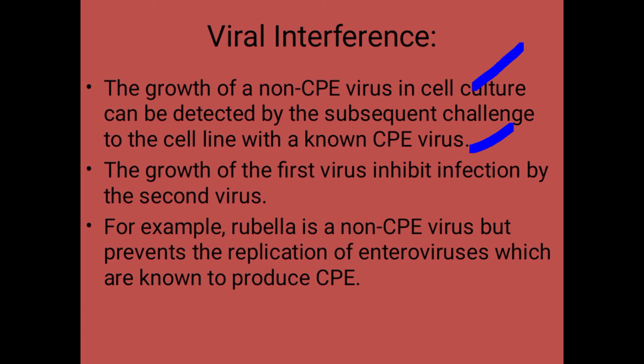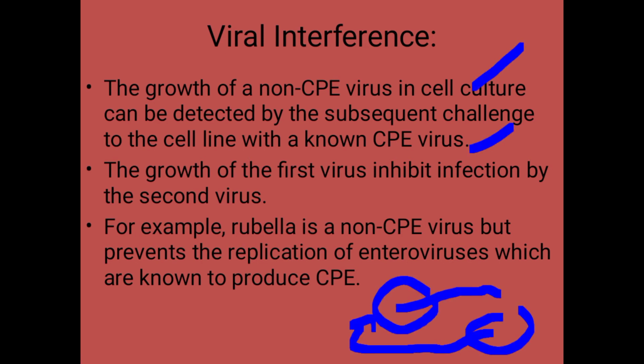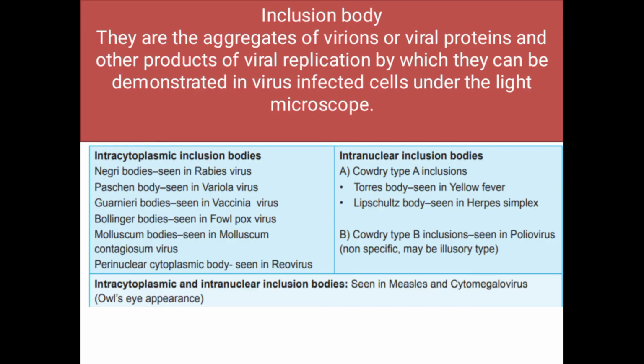The growth of the first virus inhibits infection by the second virus. Suppose the first virus grows, then the growth of the second virus is inhibited. It will inhibit its growth. For example, rubella does not show cytopathic effect, but it prevents the replication of enteroviruses, which are known to produce cytopathic effect. So enterovirus cytopathic effect can be inhibited by rubella virus. This phenomenon is known as viral interference.